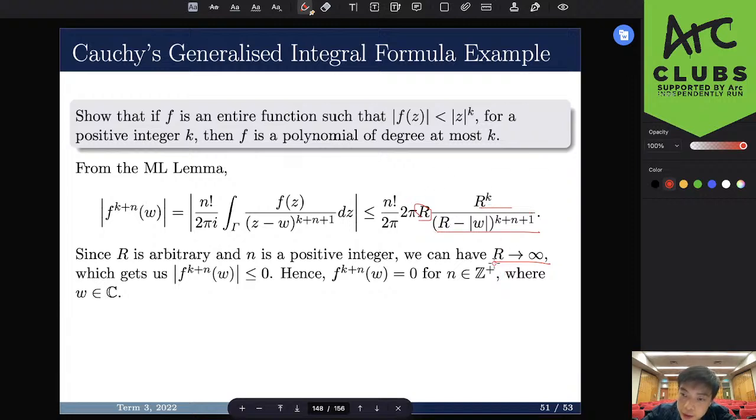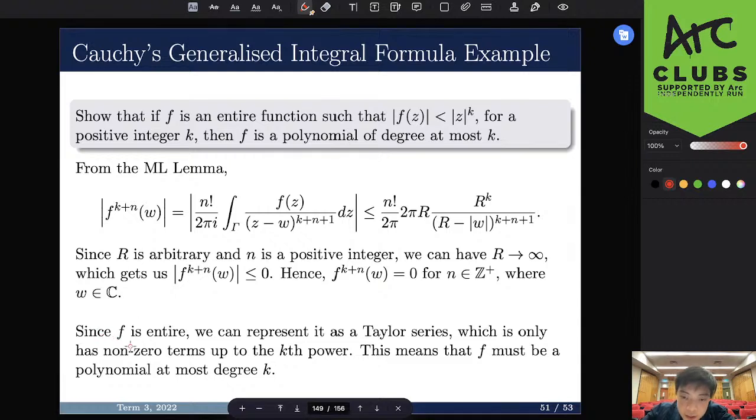So if r approaches infinity, that means that the limit would approach 0. So we get this inequality right here, and that basically shows that the k plus nth derivative is going to be equal to 0, since no complex number can fulfill this inequality.